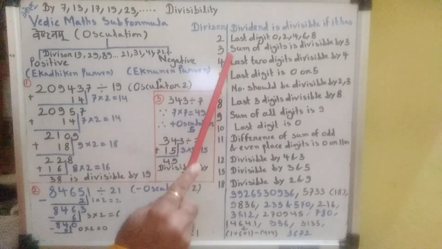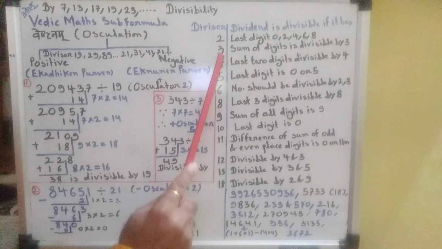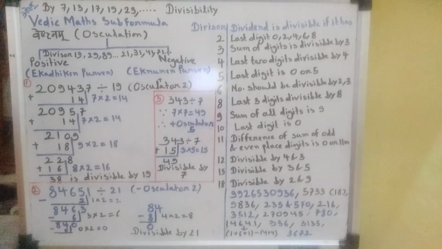To check whether a number is divisible by 3, if the sum of digits is divisible by 3, then the whole number will also be divisible by 3. For example, 5733. If we add up these digits, 5 plus 7 plus 3 plus 3, we get 18. And 18 comes in the table of 3, or 18 is a multiple of 3, completely divisible by 3. So 5733 is also divisible by 3.